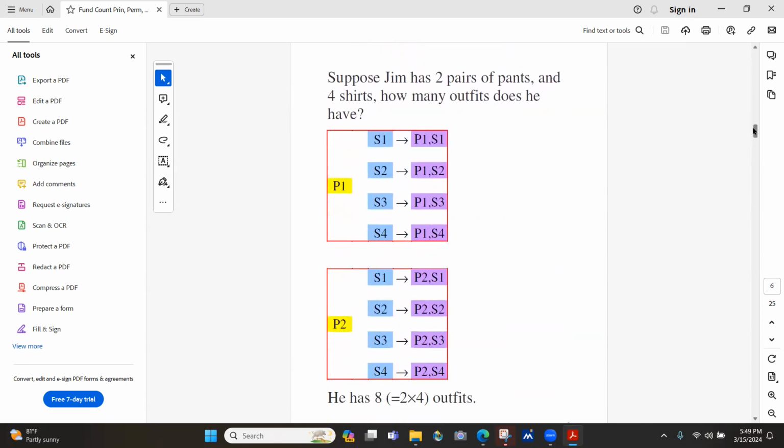So here you can do it in short like this too. Pants 1. So this time I have 2 pairs of pants and 4 shirts. So pants 1 can have 4 outfits. 4 outfits can be created with the first pair of pants. Another 4 outfits can be created with the second pair of pants. So using fundamental counting principle, it's 2 times 4 is the total number of outfits he can have.